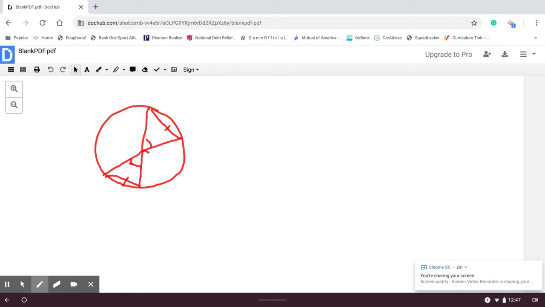Trying to see if there's anything else that's necessary here. Let me go ahead and give you a visual of 12-7 as well. So here's another circle. Okay. If chords are equidistant from the center, that means that the chords are congruent. Here's an example of that. Here's a chord here. Here's a chord here. Here's the center of the circle there.